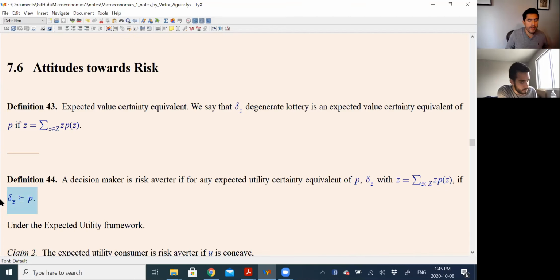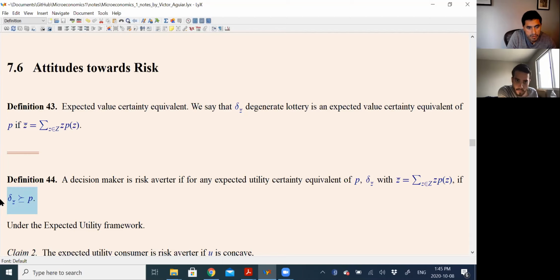So what does it mean? I'm giving you with probability 1 the expected value of the lottery P. And then you can actually get lottery P. And this guy prefers the certain outcome with expected value to the lottery itself. Okay? So that means that this guy hates risk, right?